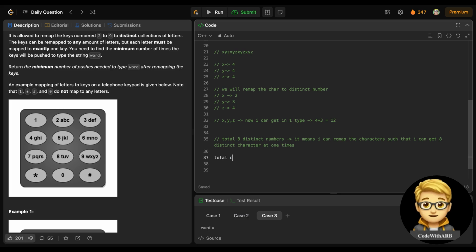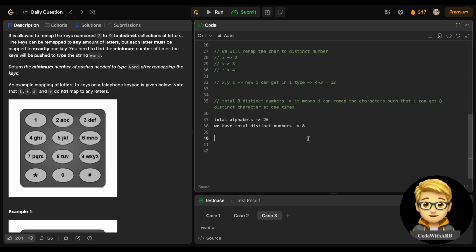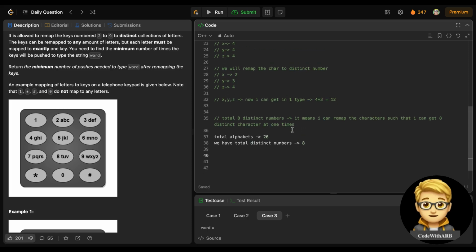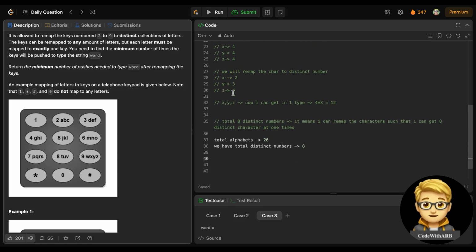total alphabets is 26, right? And we have total distinct numbers, which is 8. Now we will just count. So if we want to find the minimum number of pushes, the maximum number of occurrences of any alphabet must be typed only one time, right?